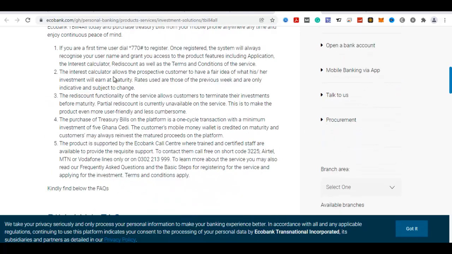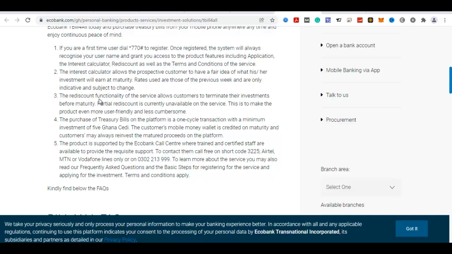Okay, so if you are a first-time user, then you dial *770# to register. Once registered, the system will always recognize your username and grant you access to the product features, including application, the interest calculator, rate discount, as well as the terms and conditions of the service. Number 2, the interest calculator allows the prospective customer to have a fair idea of what his or her investment will earn at maturity. Rates used are those of the previous week and are only indicative and subject to change.